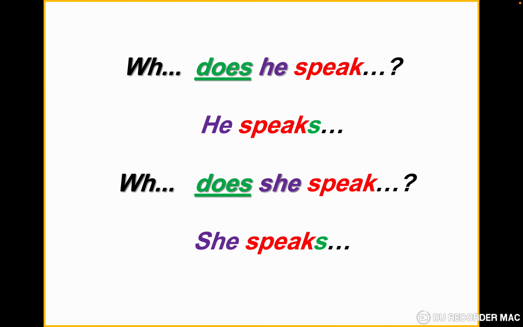This is the rule: WH does he speak. So in the question, the verb doesn't take s. We don't say, for example, why does he speaks? No, why does he speak? And in the answer, in the positive sentence, we need to put an s on the verb: he speaks. And the second one, why does she speak English? So the verb speak in the question doesn't take s, even though we have he, she, and it. But in the positive sentence, it must take an s: she speaks. Let's continue.